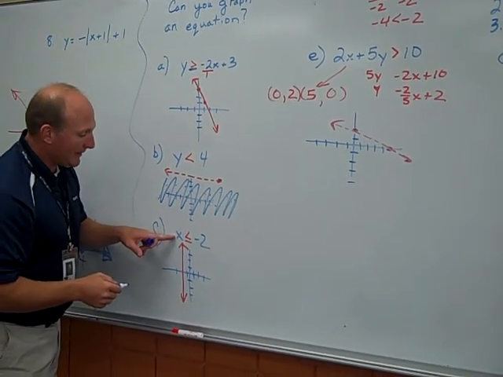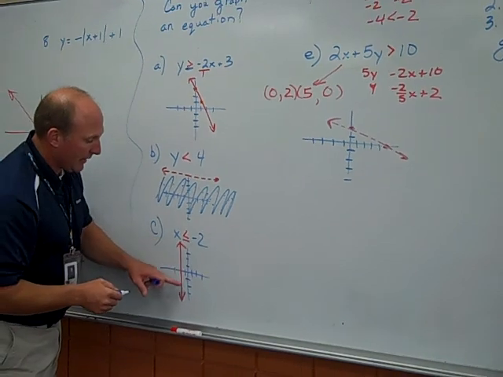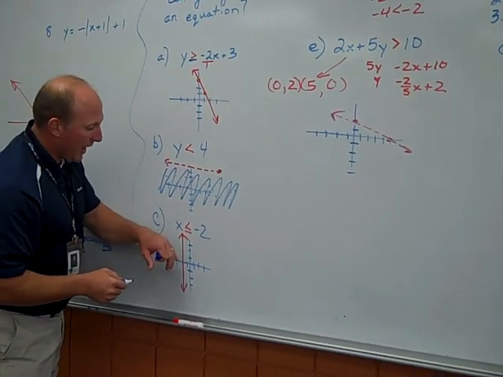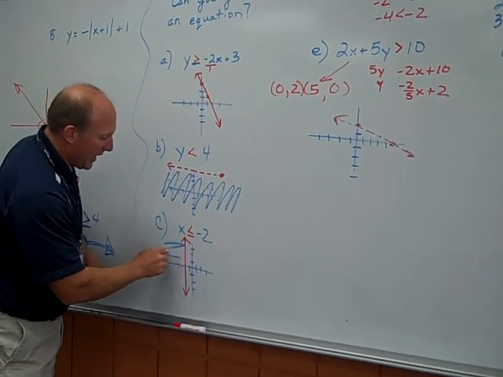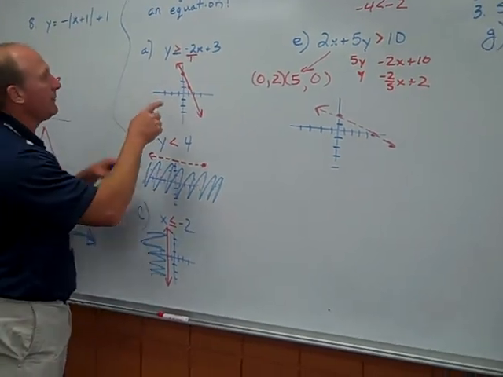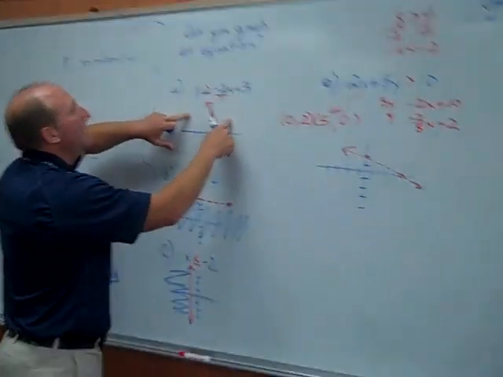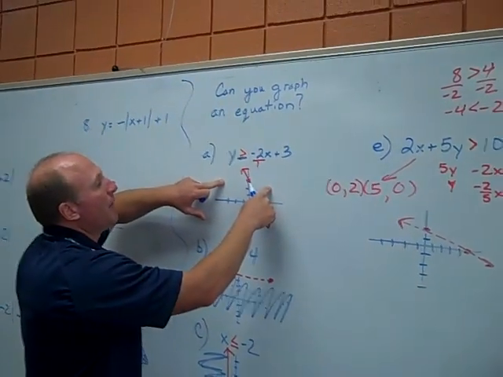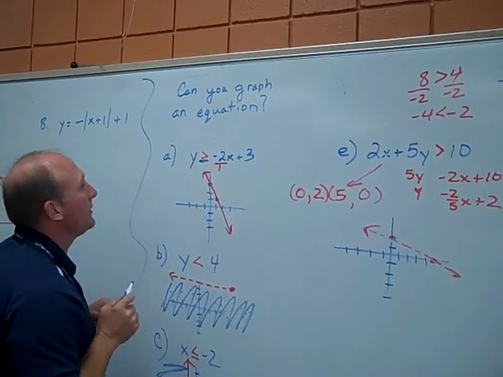X values less than or equal to 2. We have a solid line. The smaller values than negative 2 are on this side. Now the question comes up when we have an equation written in slope-intercept form. I'll show you two ways.